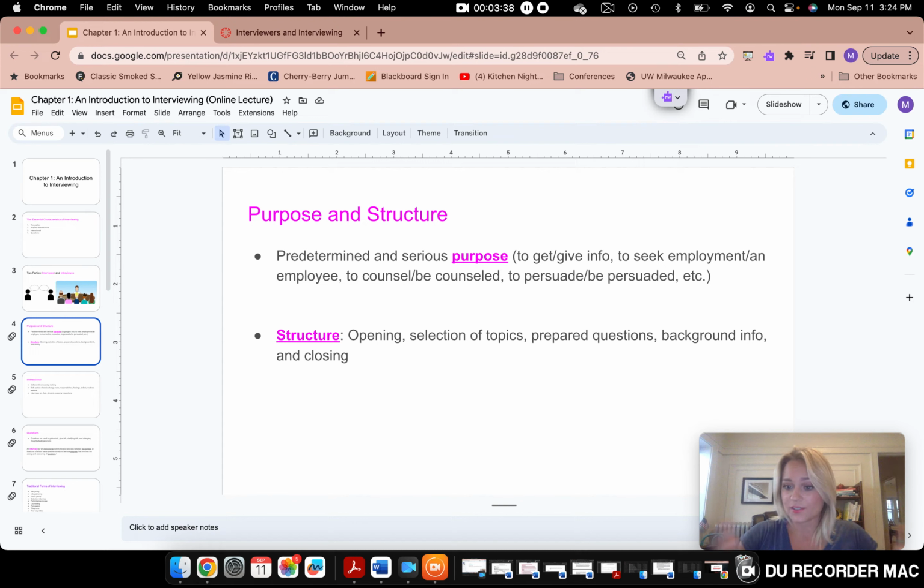So you have a purpose for conducting this interview. You also have a structure for the interview, and each interview can come with varying degrees of structure. At a minimum, each interview is going to have an opening, whether that's just a hello or a description of the whole interview and an overview of the topics that you're going to be covering. You're going to have a selection of topics that you go through throughout the interview. You're going to have prepared questions, background information about the subject, the person that you're interviewing, the topic, and the situation. And of course, you're going to have a closing.